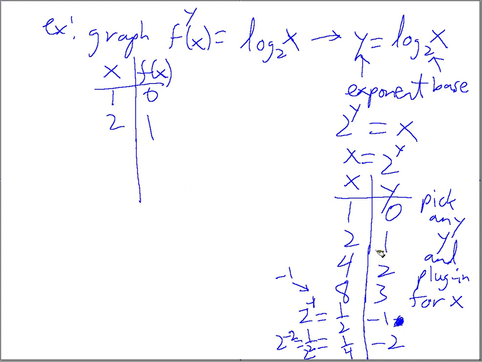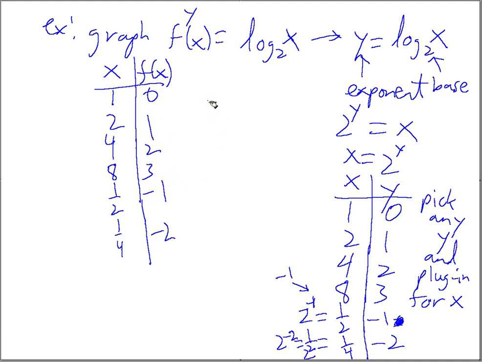So it's going to be 4, 2. So the point 4, 2. We have the point 8, 3. When x is 8, f of 8 is going to be 3, right? 1/2 for x, negative 1 for y, and 1/4 for x, and negative 2 for the y value. But anyways, let's plot these points and see what the sketch of the graph looks like here.